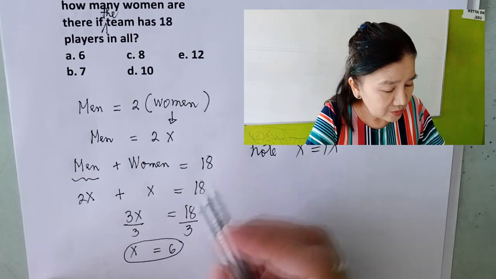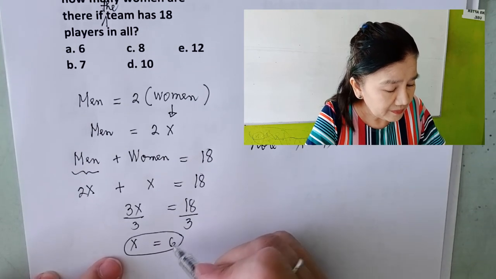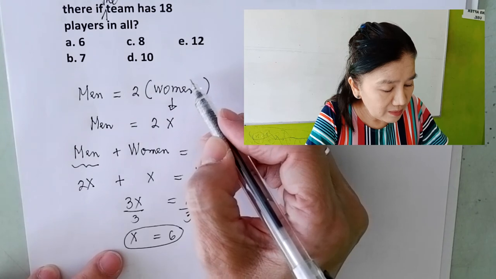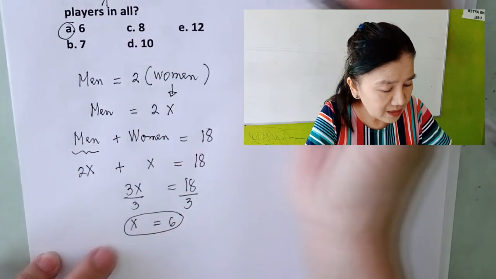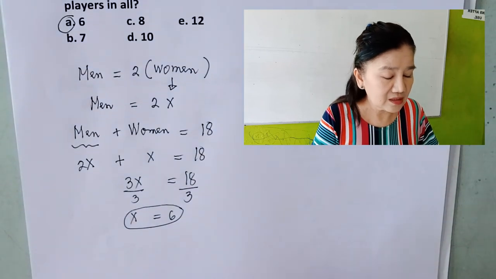So 6 is the number of women. So A. How many women are there? So A is 6.